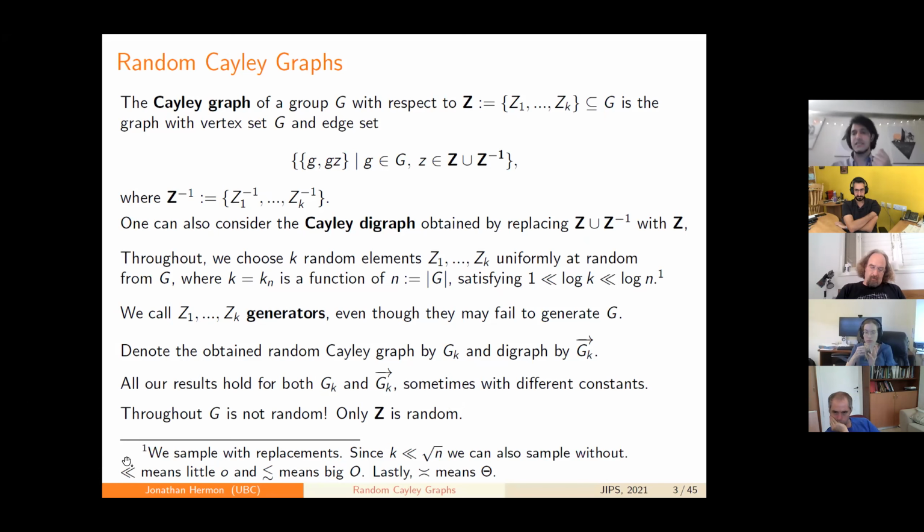I want to emphasize that the group is not random. That's a completely different type of question. What is a random group? What's a good way of sampling it? And how does it behave? Here G is given, or the sequence of groups G is given, but the choice of generators, or what Cayley graph we're picking, that's the randomness.